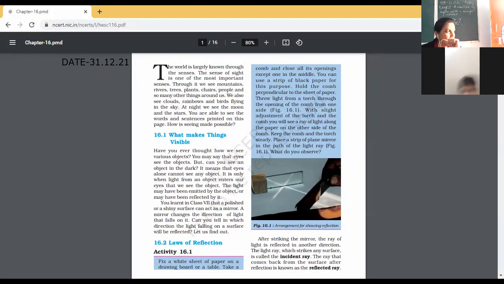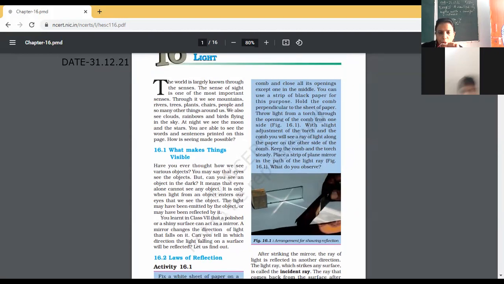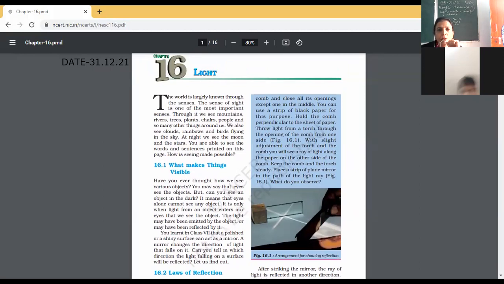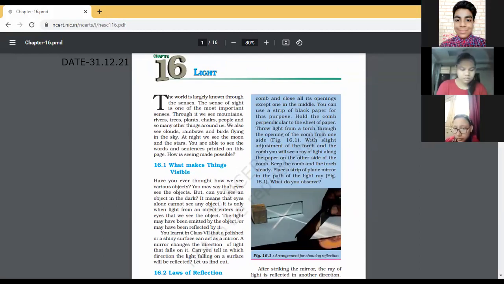I had already told you the outlook of the chapter. What we are going to study is reflection, a very important word of this chapter. We have already read this word in class 6 and 7, but in class 8 it has been elaborated. We are going to study the laws of reflection, the types of reflection, and the concept of multiple reflection.